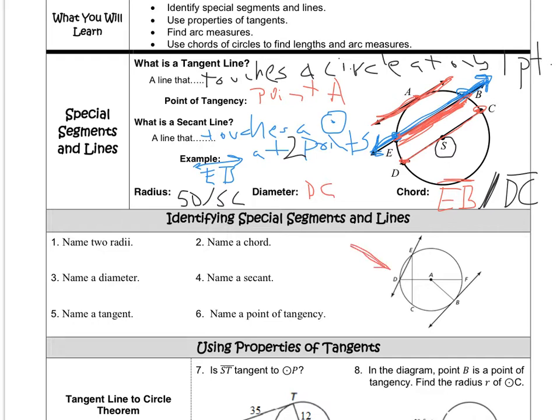Okay, this diagram here that I'm drawing the red circle. Okay, and answer the questions. For instance, number 1, they want to know two radiuses or two radii. Name a chord, so you just have to name one. Name a diameter, and so on.